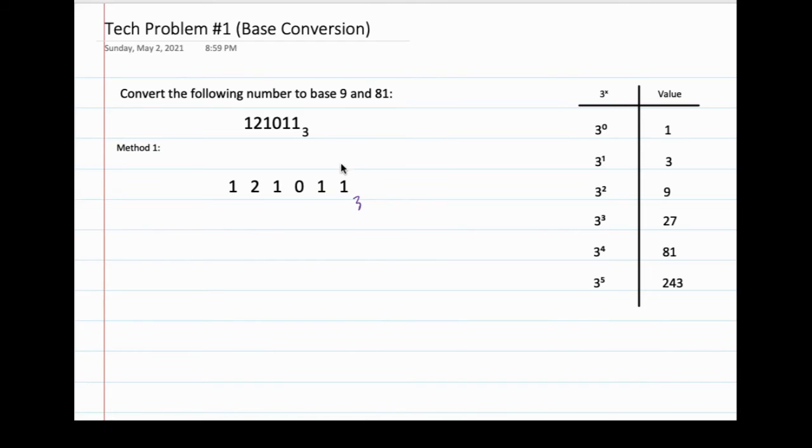What we're going to do is convert this to base 10 first, and then convert it to base 9 from there. And for our second method, we're going to use this little trick that will let us convert it directly from base 3 to base 81.